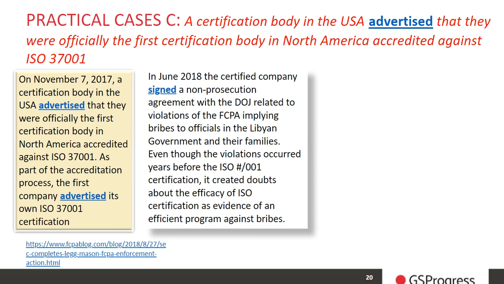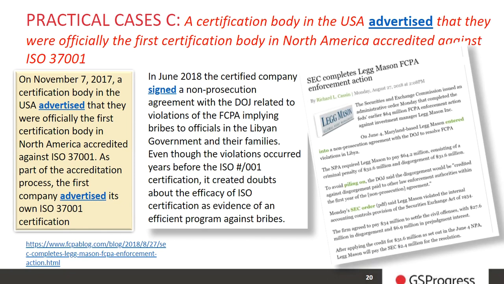That's why my suggestion and recommendation is to prepare a good team to make the gap analysis and to clarify in the opening meeting and closing meeting the results of the audit. Here you can see that in June, Maryland-based Lake Mention entered into a non-prosecution agreement with DOJ to resolve FCPA. Exactly the same.